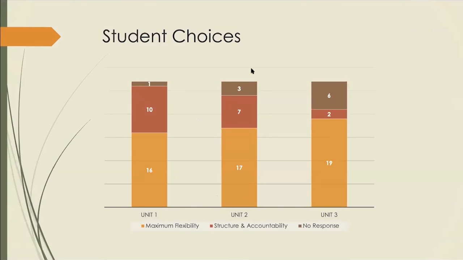And then Unit 3, almost everyone has chosen to be on the maximum flexibility plan, which is about what I expected, that it would go that direction over the course of the semester as people realized what their workloads were going to be for their other classes, got stressed as we all do mid-semester, etc.